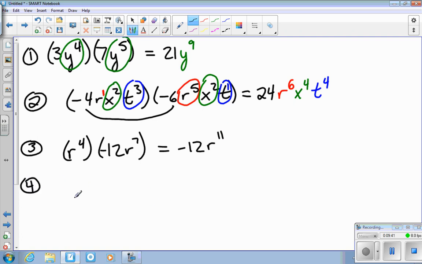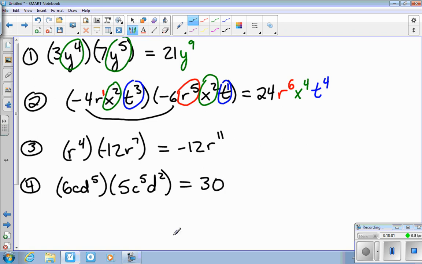Another example. This one has multiple variables in it. First step, and again if you want to pause it, pause now. First step, multiply the numbers. 6 times 5 gets you 30. C times c to the 5th. Don't forget that this is really c to the 1st. So you get c to the 1 plus 5, which is c to the 6th. Then if we look at d, we have d to the 5th and d squared. That gives us d to the 7th.